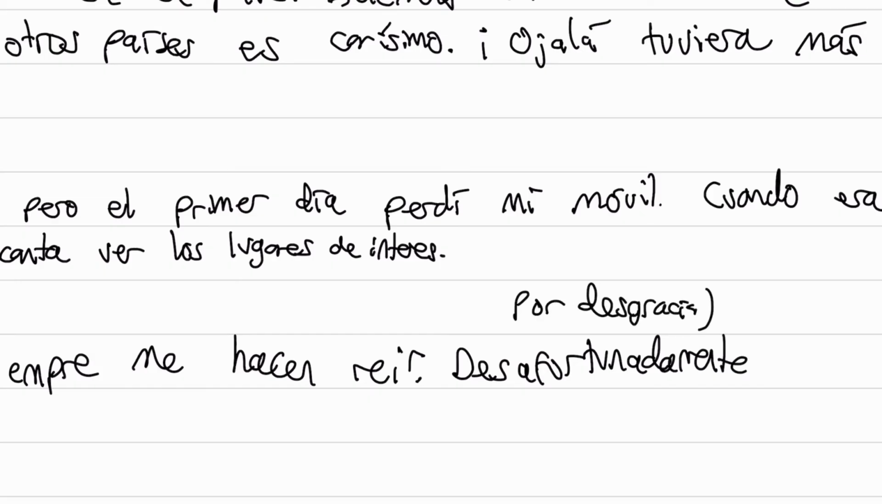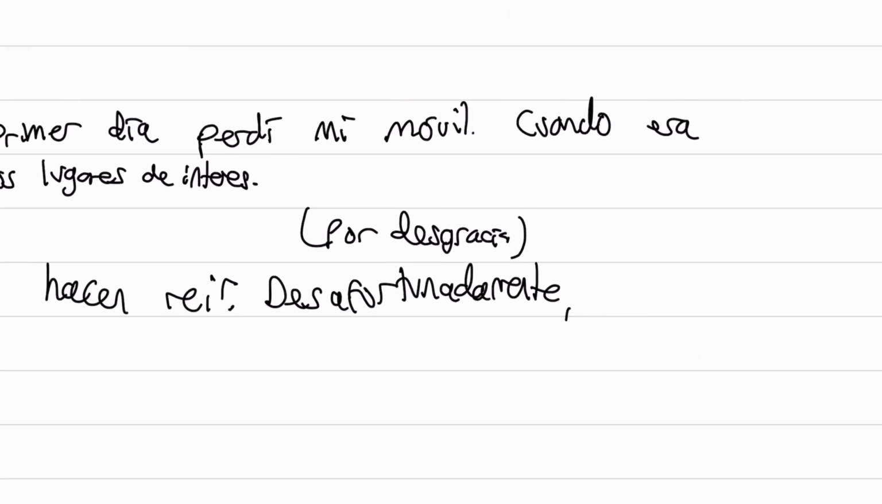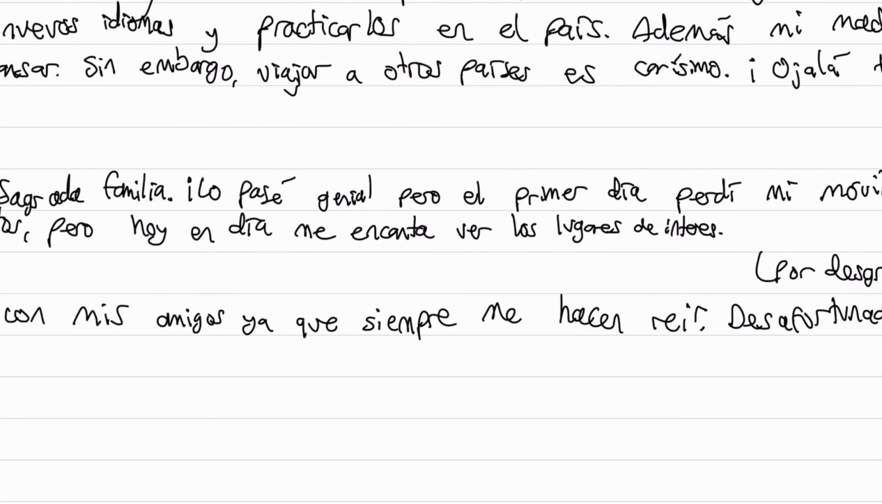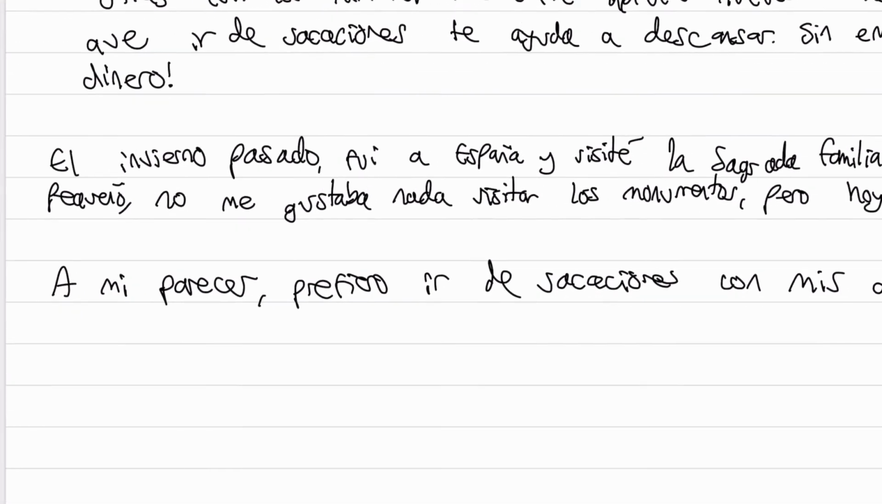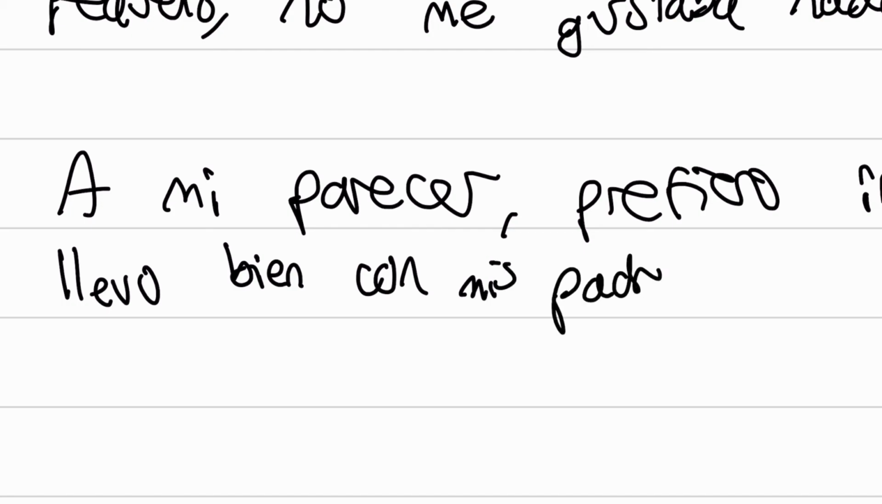So to start off a sentence with unfortunately, I don't get on well with my parents, and that's why I don't want to travel with my family. That's why I haven't picked my family. So desafortunadamente no me, I'm going to use llevo bien. No me llevo bien con mis padres, my parents.